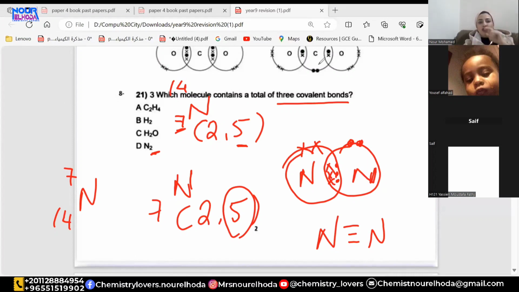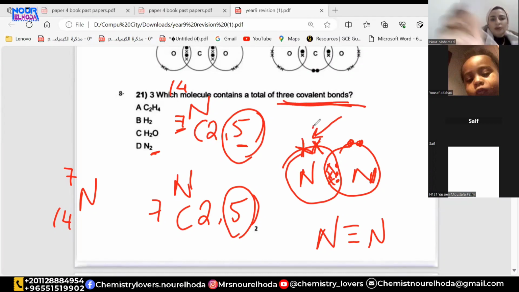For nitrogen in the outer shell, I'm having 5 electrons. Am I right? Since I'm having 5, this means I need 3 more to be stable. If every nitrogen is going to share by 3, because I need 3 more to be stable, every nitrogen will share by 3. Why did I put 2 here? Because I was having 5 in the outer shell and I used 3 in sharing, so there are 2 electrons I didn't use in sharing. That's why I put them here. So when it says 3 covalent bonds, I will choose this one.